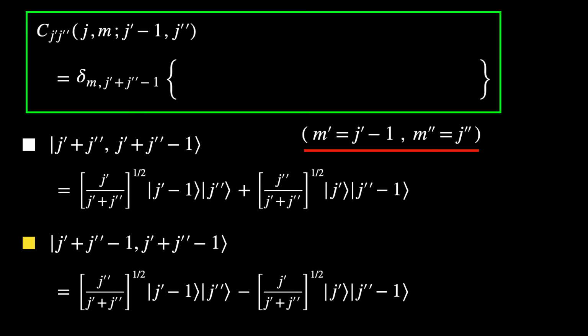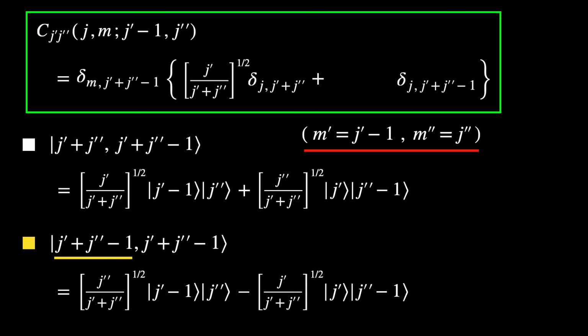Within these curly braces, the conditions for J will be enforced that would correspond to the two states below. J could be equal to J' plus J'', as in the first state, with this coefficient. J could also be J' plus J'' minus 1, as in the second state, with this coefficient. Thus we have the Clebsch-Gordan coefficients for M' equals J' minus 1 and M'' equals J''.